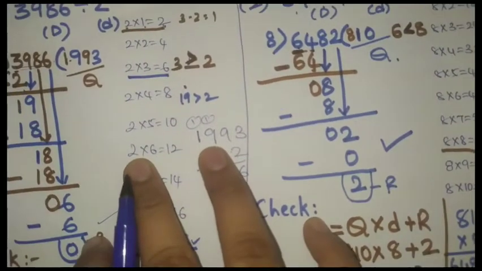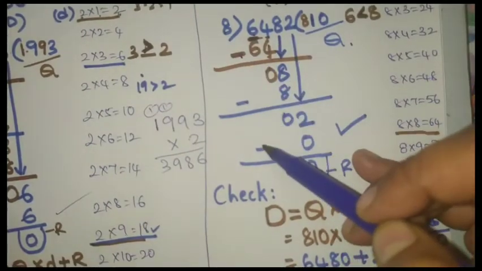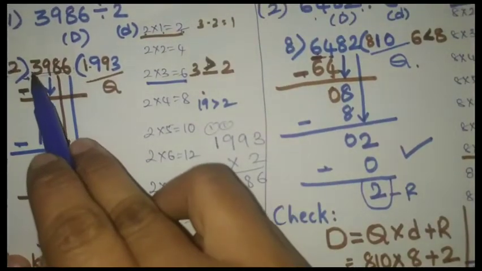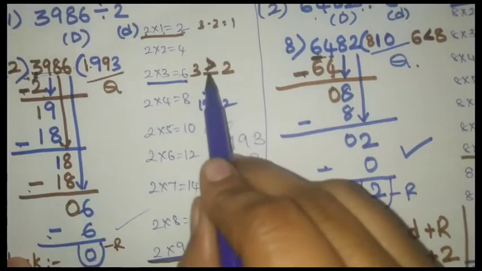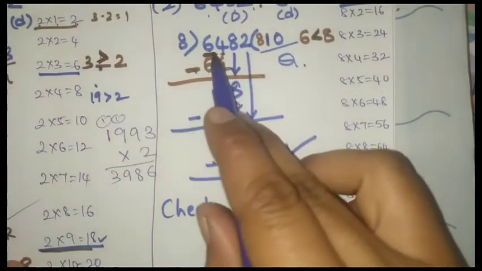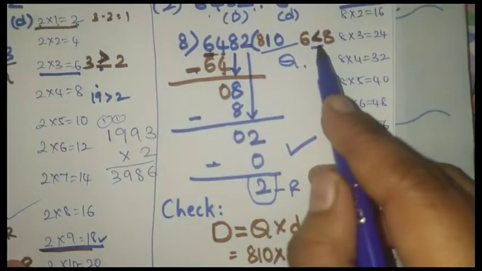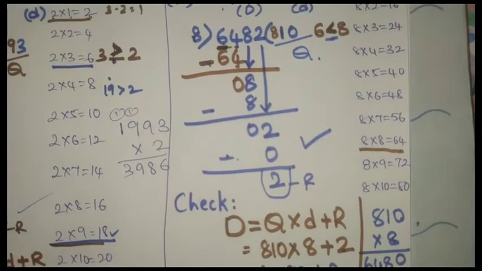Okay. Sometimes we will get 4 steps, sometimes we will get 3 steps. If the digit in the thousands place is greater than the divisor, we will get 4 steps. If the digit in the thousands place is less than the divisor, it will take 3 steps. Okay. Now I will explain one more example.